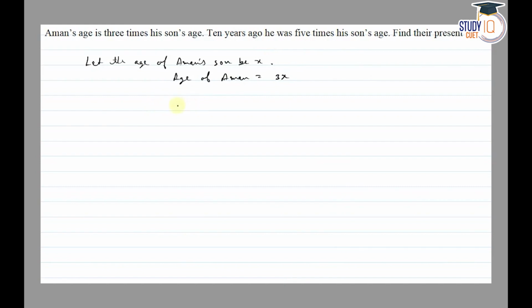So x minus 10 is equal to 3x minus 10, then 5 times, so हो जाएगा 5. So 5 से मल्टीप्लाई कर देंगे. 5x minus 50 is equal to 3x minus 10. So 3x को इधर शिफ्ट कर देंगे. So 5x minus 3x is equal to 50 को इधर शिफ्ट कर देंगे. So minus 10 plus 50 is equal to 5x minus 3x.